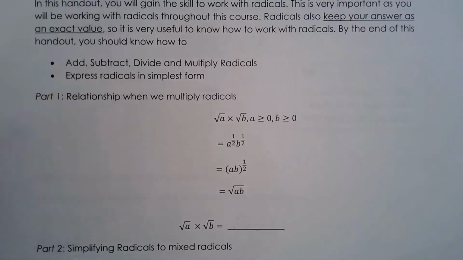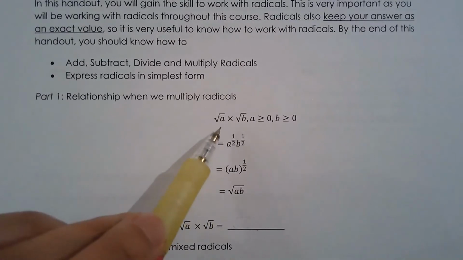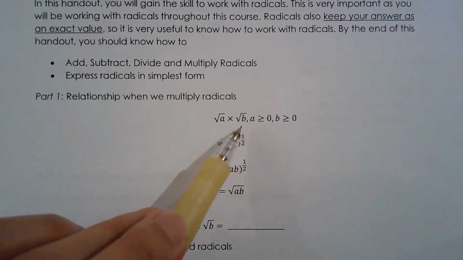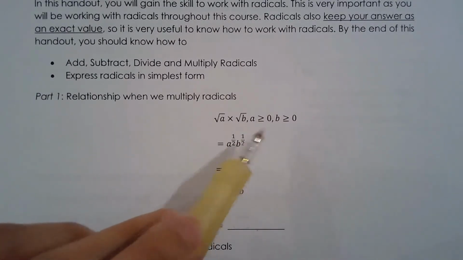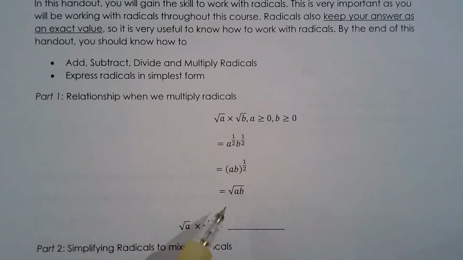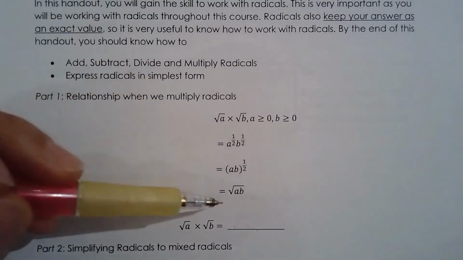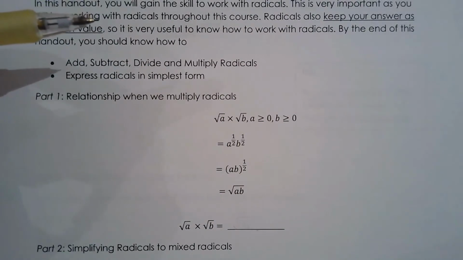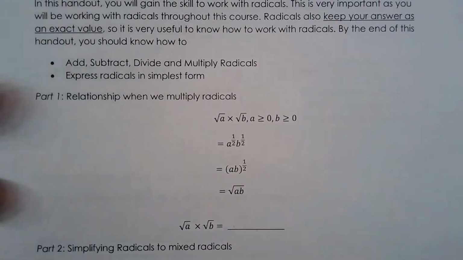So I wrote it down here. Root A times root B. Of course, A and B are both greater than or equal to 0. So if I have root A times root B, you can simplify that to root AB. Okay? Root A times root B is equal to root AB. I'm going to write that down here.